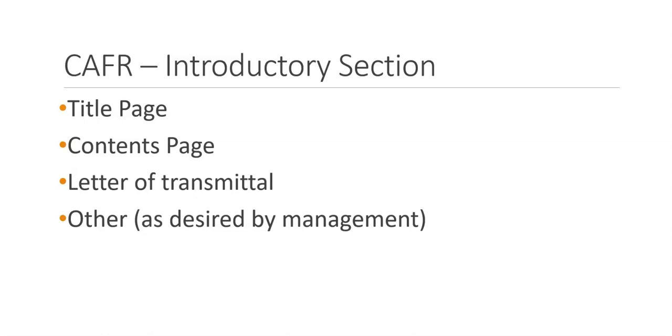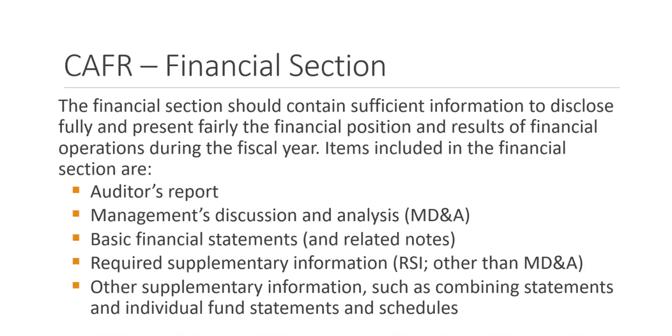That letter is generally information from the CFO about the financial statements that are included within the report. The financial section is going to have the auditor's report and what the results were of that auditor's report. The MD&A, that management's discussion and analysis that we talked about, the basic financial statements and related notes and supplementary information, and then other information they choose to share with citizens or share publicly.